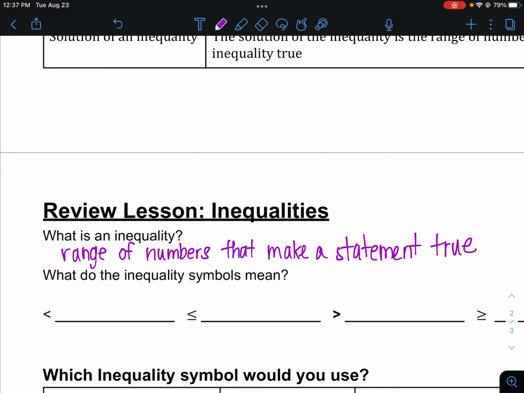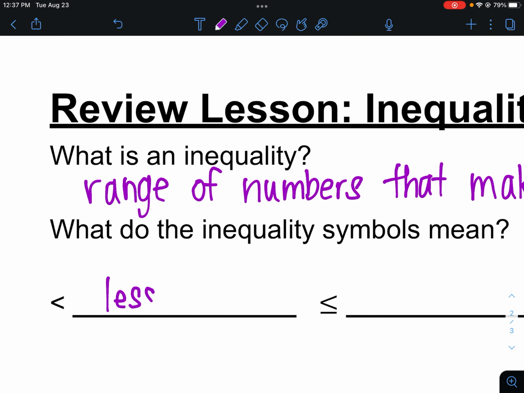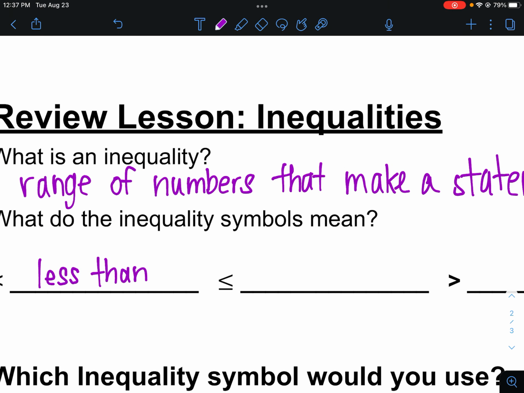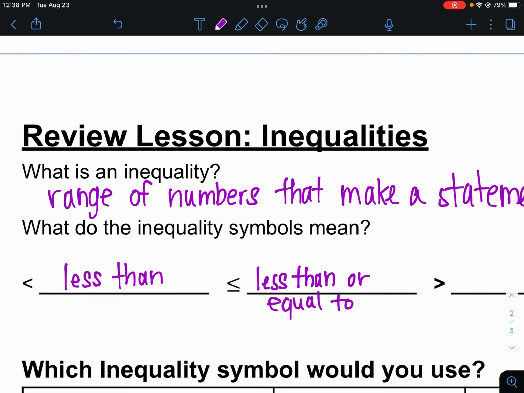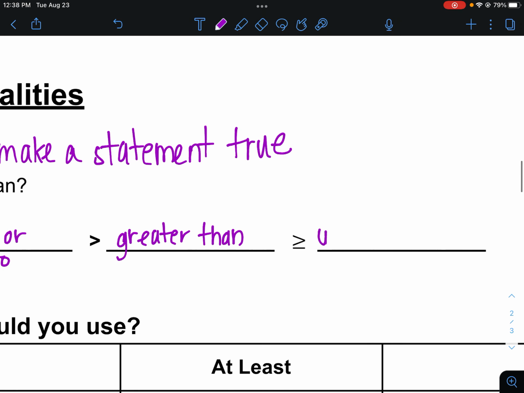What do the following inequality symbols mean? So if it points to the left, we know that it means less than. The next one is still less than, but it also has the equal to sign, so less than or equal to. Points to the right, it means greater than. And then, of course, with the half equal sign, greater than or equal to.